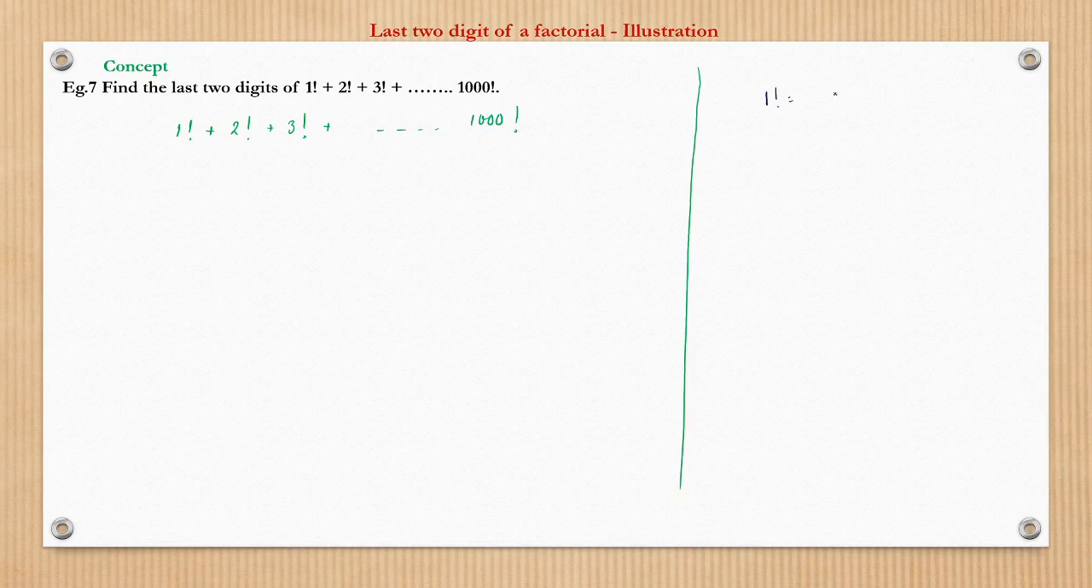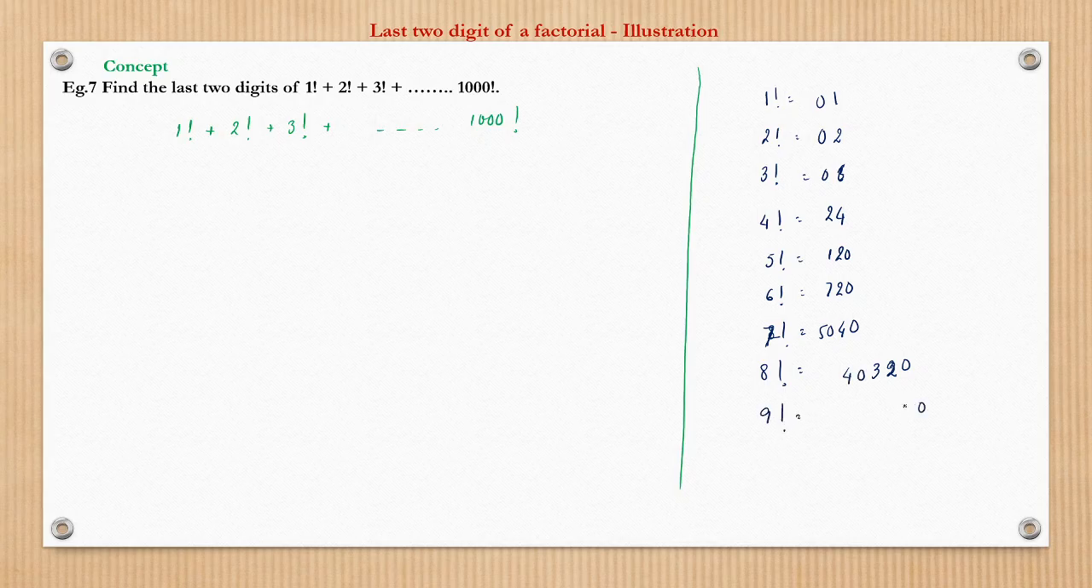See, 1 factorial is 1, 2 factorial is 2, 3 factorial is 6, so the last two digits are 01, 02, 06, since we have to consider two digits. 4 factorial is 4 into 6, which is 24. 5 factorial is 24 into 5, which is 120. 6 factorial is 720. 7 factorial is 5040. 8 factorial is 40320. 9 factorial is 362880, and 10 factorial is 3628800.